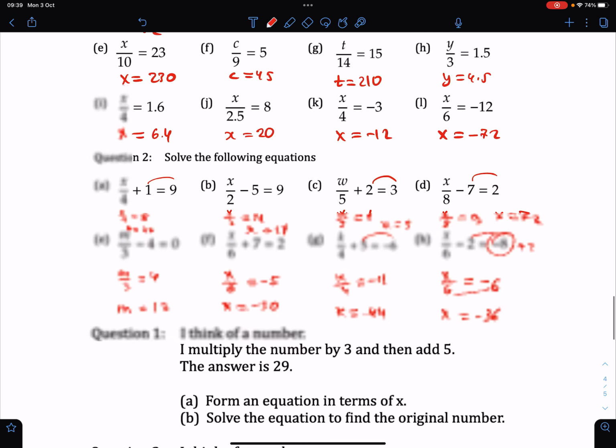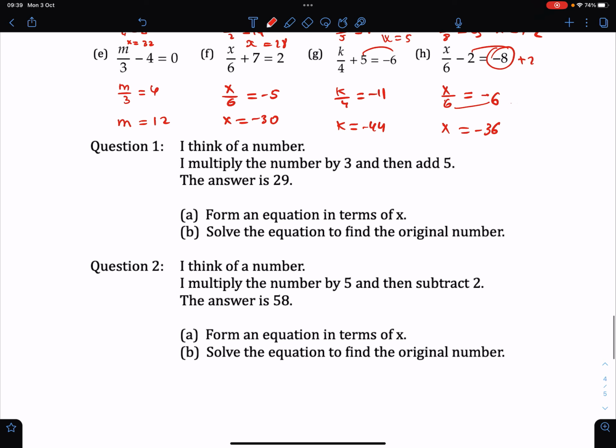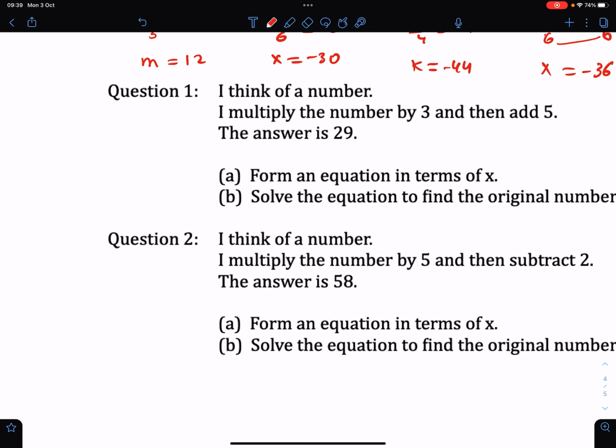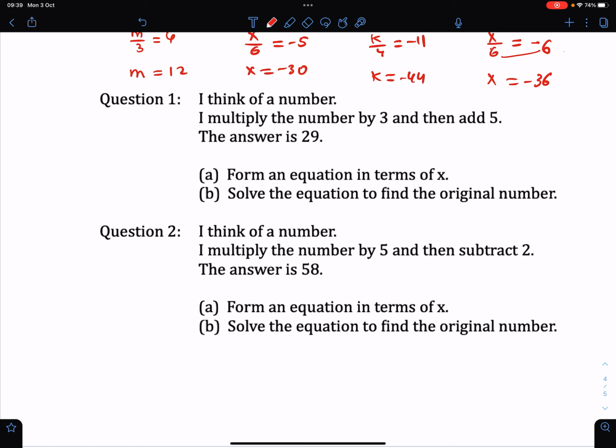Okay guys, the next part is, you remember in the last slide, we derived the equation and solved the equation for some variable. Here we are also going to do that for these two questions. Last year we didn't do this type of question. We are going to derive the equation and solve the equation.